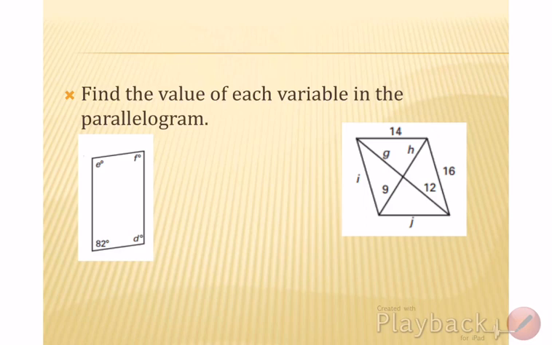D will be supplementary to 82. Subtract 82 from 180. E will be congruent because they're opposite angles. And F will be 82 because they're opposite angles. This last one, G, H, I, J. I'm going to let you do that on your own. I think you can find those measurements.